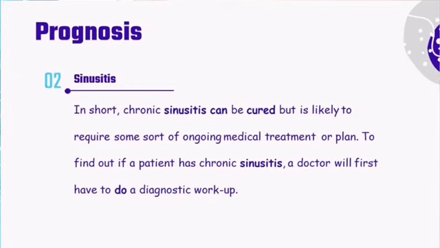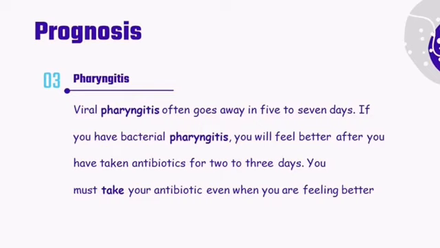For prognosis for sinusitis, in short, chronic sinusitis can be cured but is likely to require some sort of ongoing medical treatment or plan. To find out if a patient has chronic sinusitis, a doctor will first have to do a diagnostic workup. Prognosis for pharyngitis: viral pharyngitis often goes away in 5 to 7 days. If you have bacterial pharyngitis, you will feel better after you have taken antibiotics for 2 to 3 days. You must take your antibiotic even when you are feeling better.